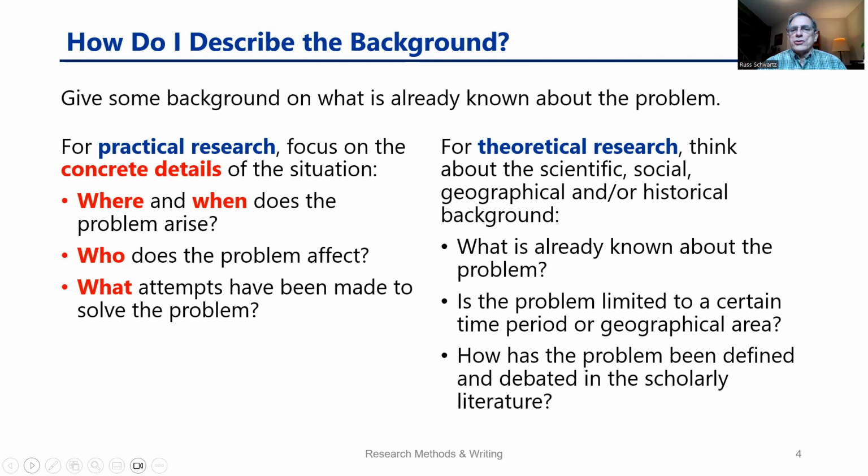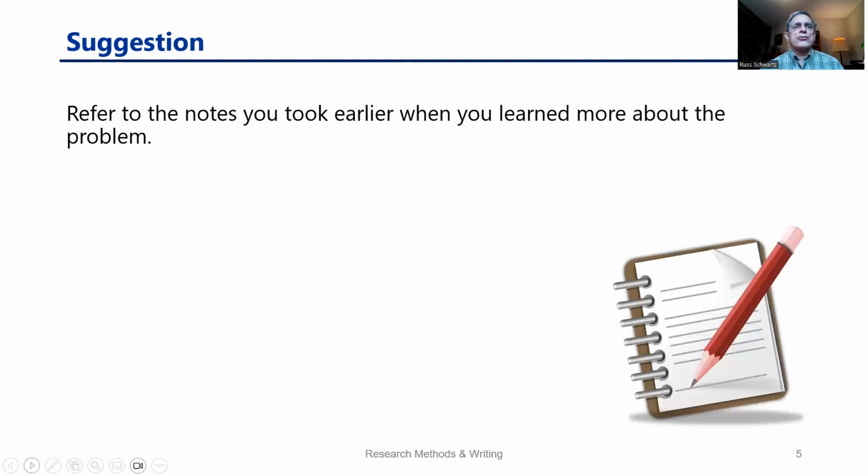For theoretical research, think about the scientific, social, geographical, and maybe historical background. What is already known about the problem? Is the problem limited to a certain time period or geographical area? How has the problem been defined and debated in the scholarly research that you looked at? Also, refer to the notes you took earlier when you were learning more about the problem.